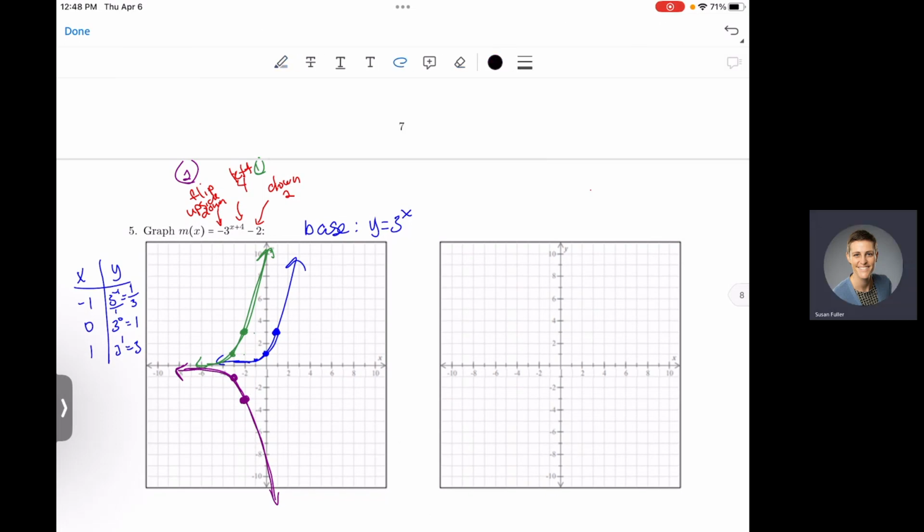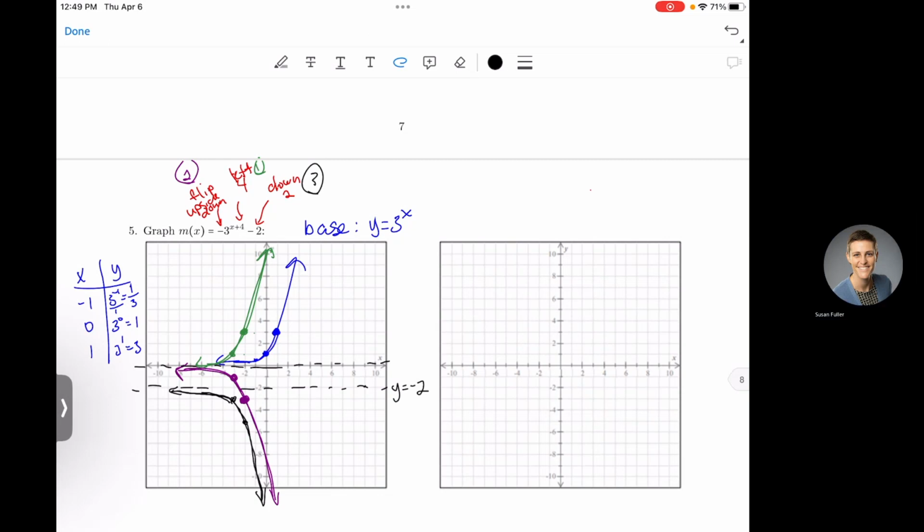And so what do I have left to do? I just need to move this thing down 2 units. So everything here is going to go down 2 units. Oh, sorry, I'm trying to figure out how to draw this. It's hard to do that. Okay, and so when I shift this thing down 2 units, it looks like this. And notice that our horizontal asymptote is going to move with that shift down, and it's going to move down to y equals -2 is my new horizontal asymptote.